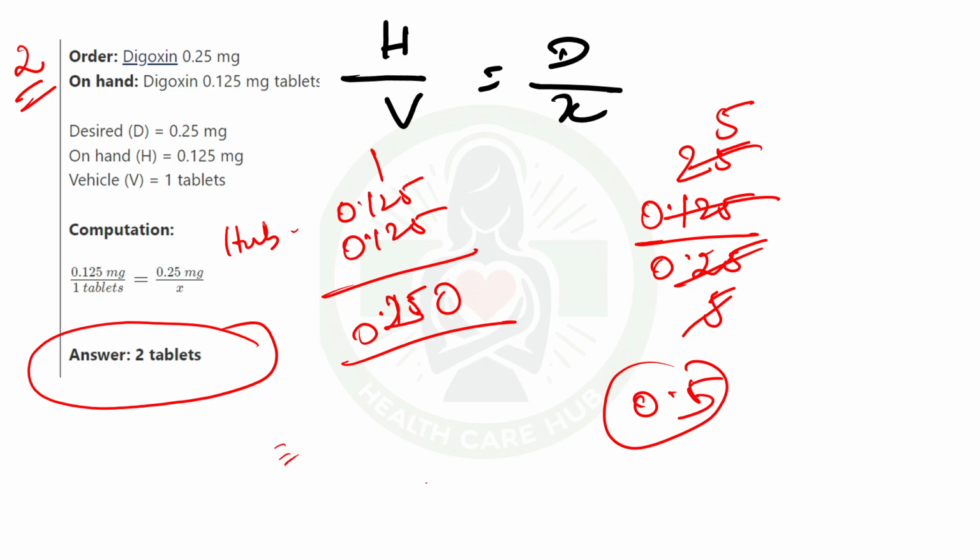So, desired dose is 0.25 mg. The doctor has asked for 0.25, but the answer we got is 0.5. Even if we give 2 tablets, it will come to around 250. Desired dose by available dose, ma'am. Okay, desired dose by available dose.